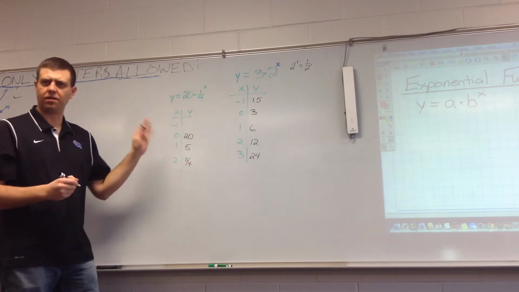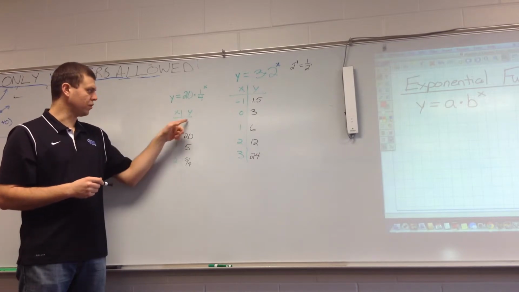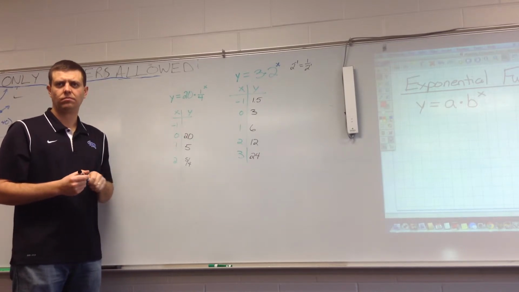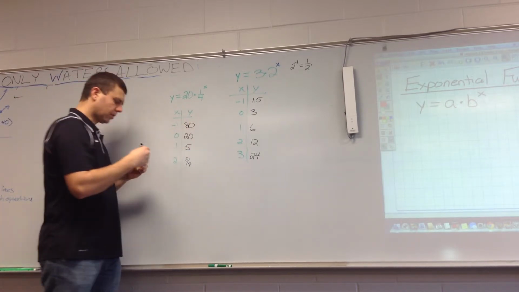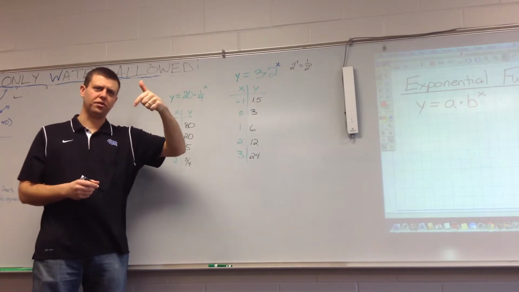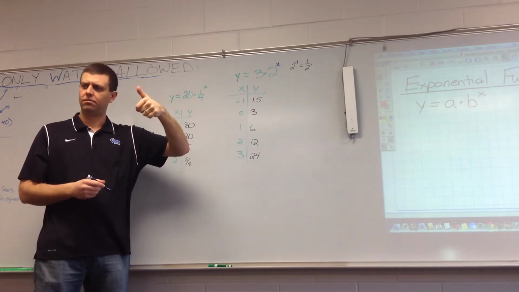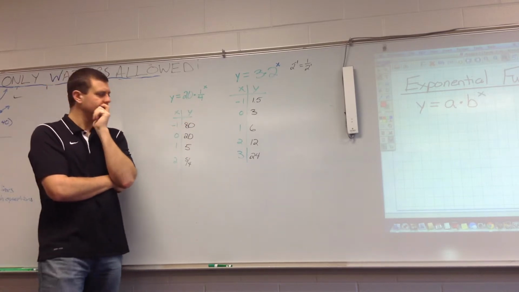See the pattern yet here? Yeah. What do you think this one is? 80. Let's prove it. 1/4 to the negative 1 power. 1/4 to the negative 1 power is 4. Times 20 is 80. Okay?